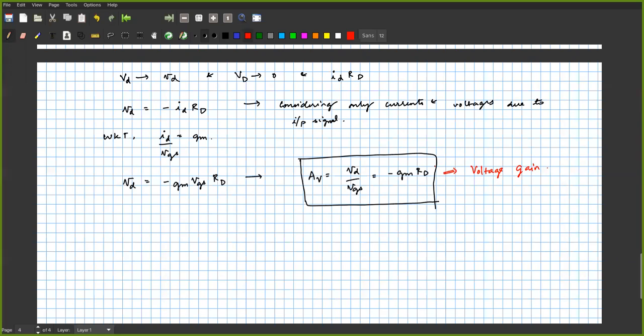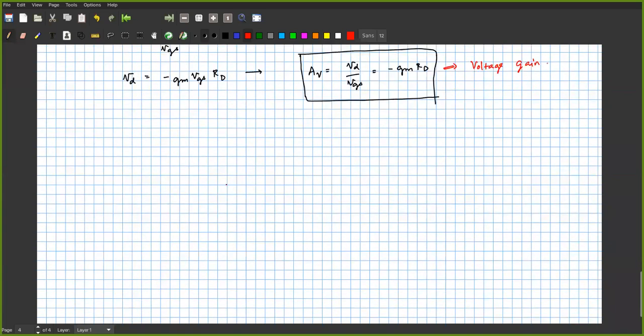To sum this up, there are some observations, some takeaways from all this. First one, to ensure linear amplification, you have to ensure that the signal which you are giving, small vgs, should be very much less than 2 times capital VGS minus VT.